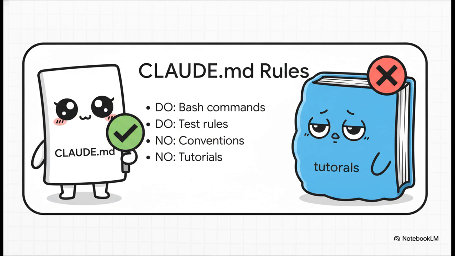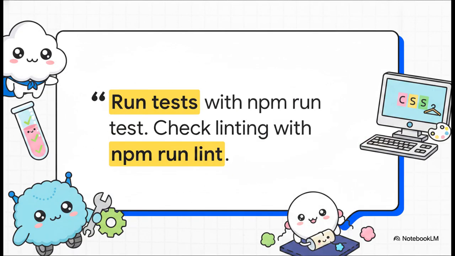Just keep it concise. A highly effective CLAUDE.md file actually looks exactly like this snippet right here. Run tests with npm run test. Our styles use Tailwind. Check linting with npm run lint. It's short, it's punchy, and it gives the agent exact commands to verify its own work. A good rule of thumb? If you find yourself giving Claude the same instruction over and over, just drop it in this file.